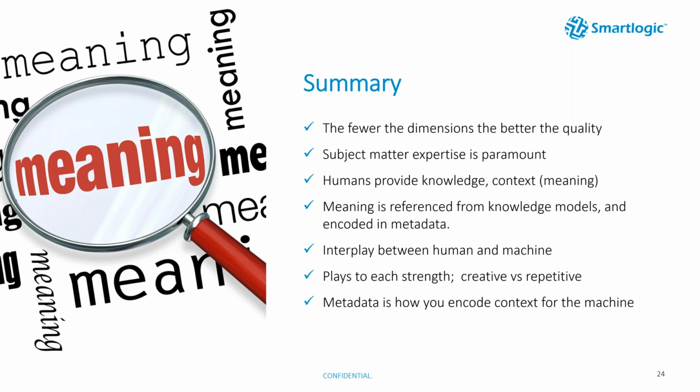We see that the subject matter expertise is paramount to deliver context. We believe that humans provide that context and that meaning through knowledge, and that knowledge can be modeled. We know that meaning is referenced from knowledge models and it's encoded in metadata. And we see this assisted augmented intelligence as a very nice business value add for one's operations, but it is an interplay between human and machine. And if one's going to spend time putting together training sets, let's at least put together the training sets on the stuff we don't know about, to get the mathematical algorithms to hopefully find new insight.